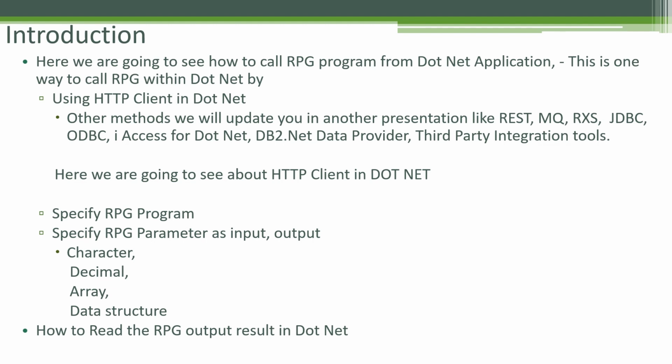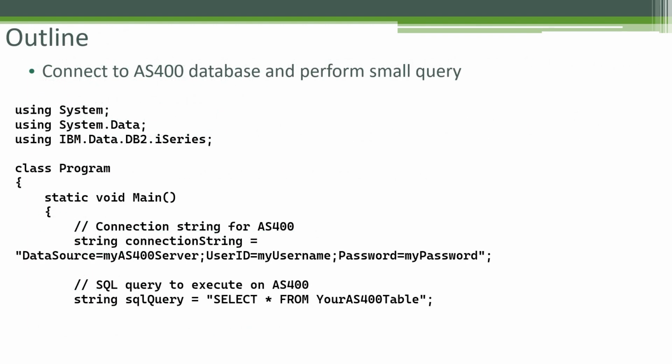IBM provides a .NET data provider for IBM i, known as IBM iAccess for .NET. You can use this to connect your .NET application directly to AS400. This approach simplifies the integration process and provides a more native experience.